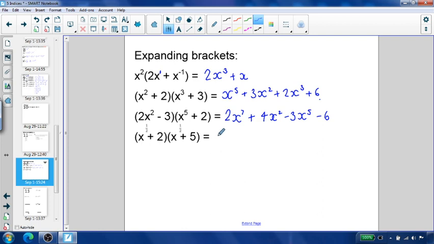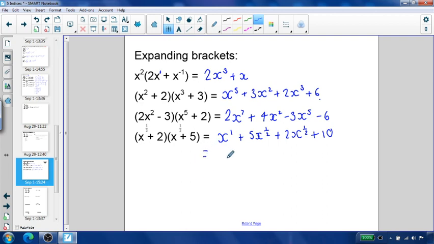Let's move on to the final one then. X to the power of a half and x to the power of a half. So multiplying them together, I'm going to have x to the power of, well, a half and a half, or 0.5 and 0.5, is 1. Then I'm going to do x to the power of a half multiplied by 5, which is 5x to the power of a half. And 2 multiplied by x to the power of a half is 2x to the power of a half. And then we've got 10, because 2 multiplied by 5 is 10.